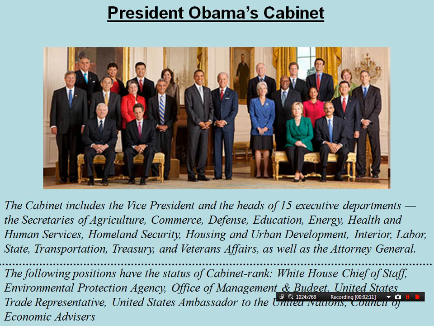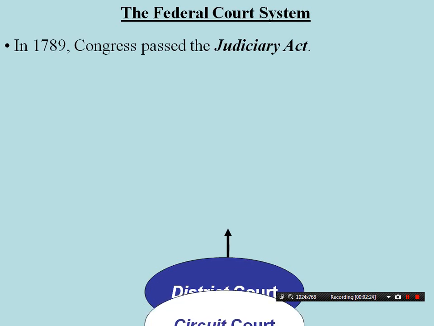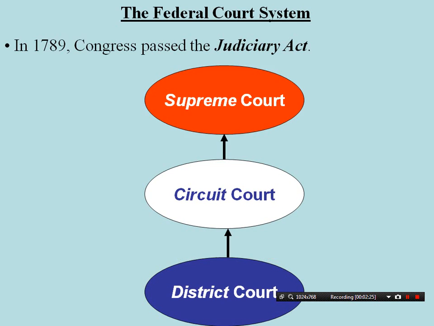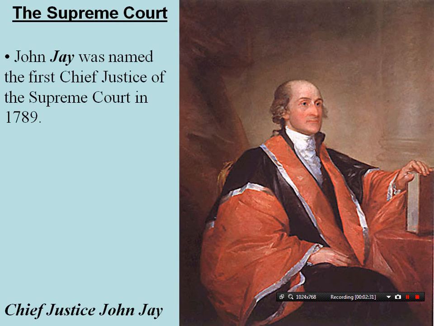This is the current President Obama's cabinet. I need to update this even more because these 2 are no longer there. In 1789, Congress passed the Judiciary Act. What that did was establish the court system. John Jay was named the first Chief Justice of the Supreme Court in 1789.